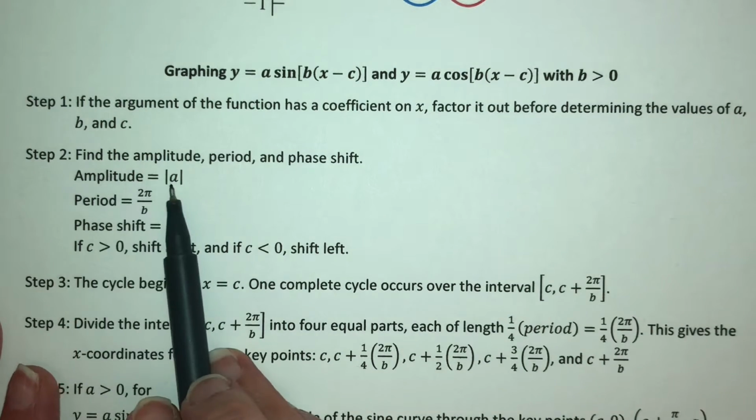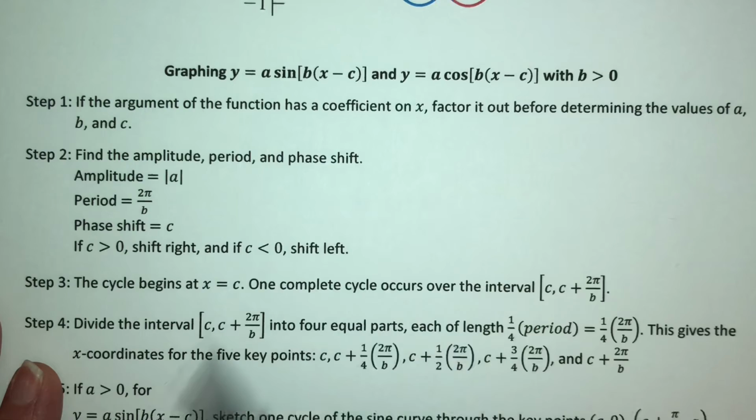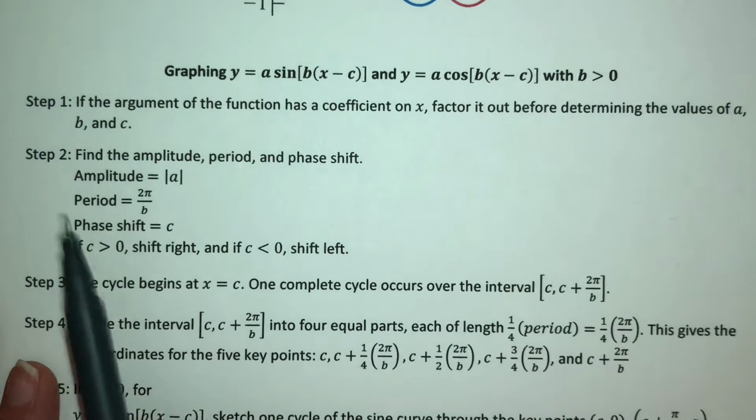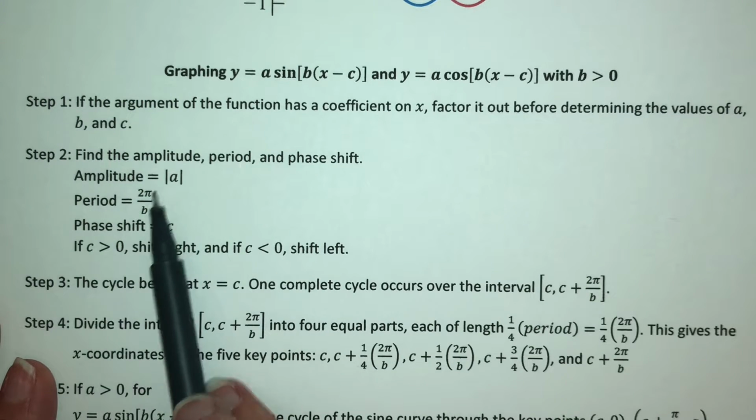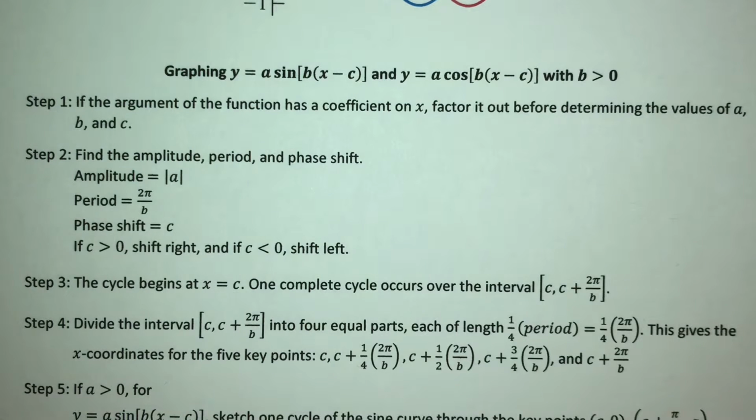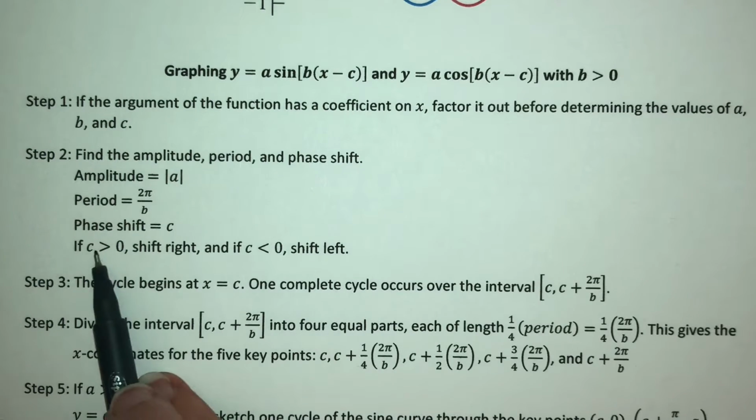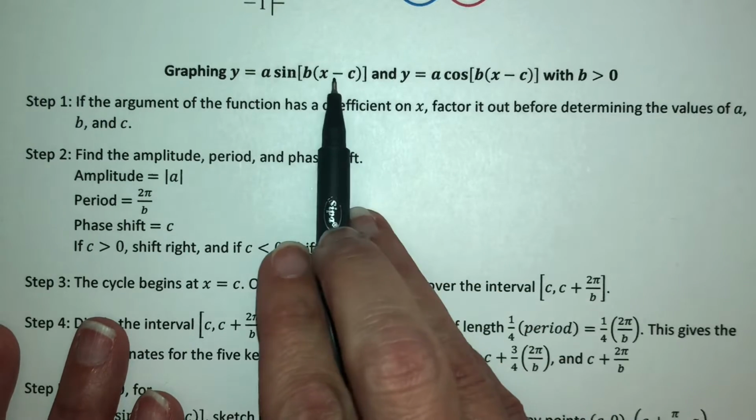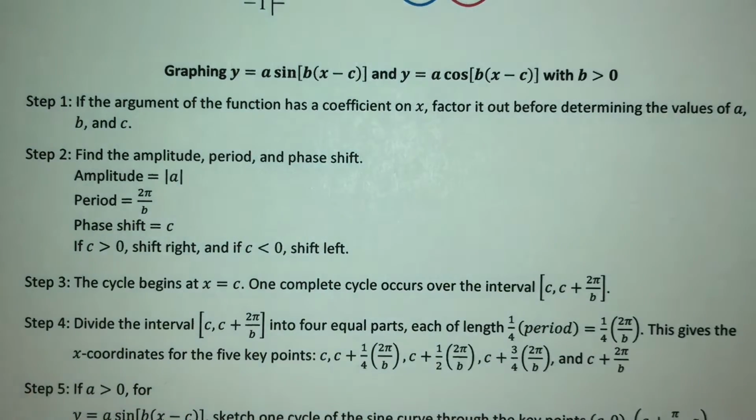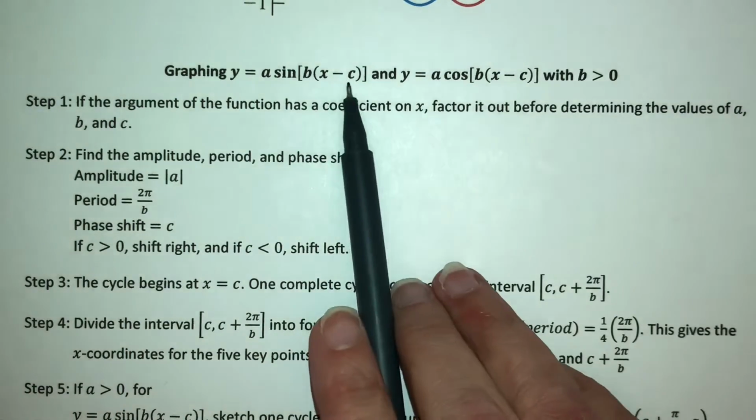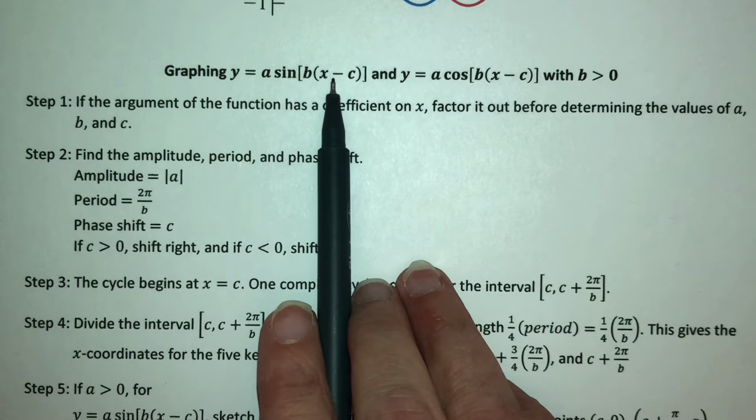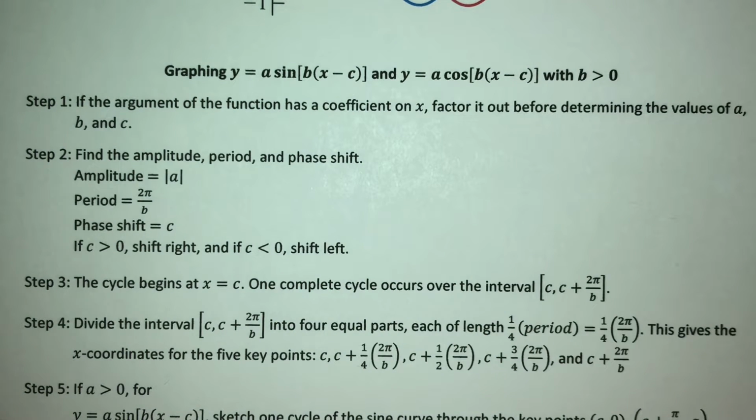The amplitude is the absolute value of a, which is all we've been talking about so far. The period is 2 pi over b, so that is the same. And then the phase shift, how we move it left or right, is our c value. If c is positive, we're going to have a minus sign here, then we go to the right. If our c value is negative, which means we'd have a plus sign here, we're going to go to the left.